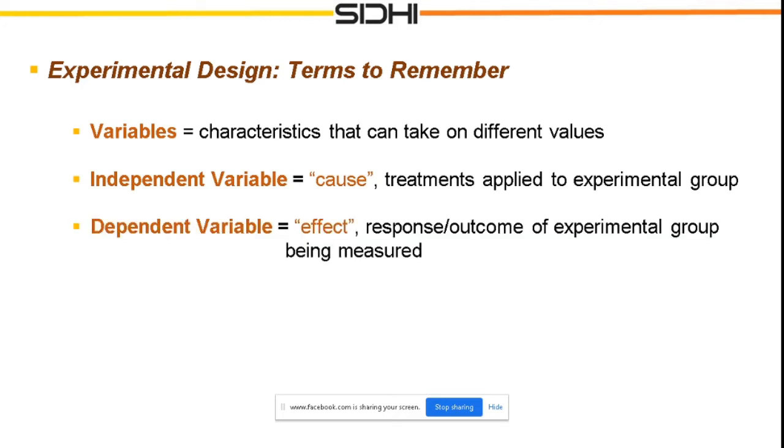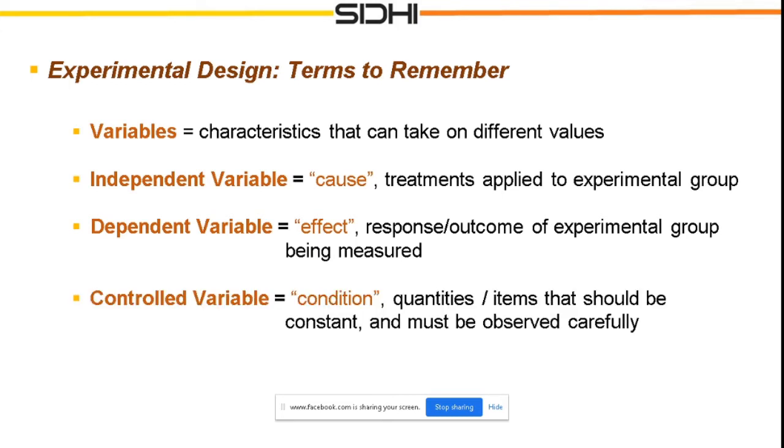Of course, your dependent variable will now be the effect. So it's the response or the outcome of your experimental group which you need to measure. So nung nilagay mo yung treatment, ano yung nangyari? Humaba ba? Nagkaroon ba ng zone of inhibition if that's antimicrobial activity? Ano yung naging performance ng mga mice mo? So that's the dependent variable.